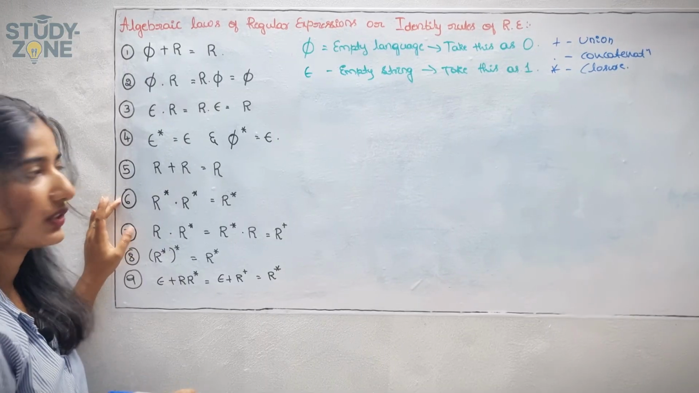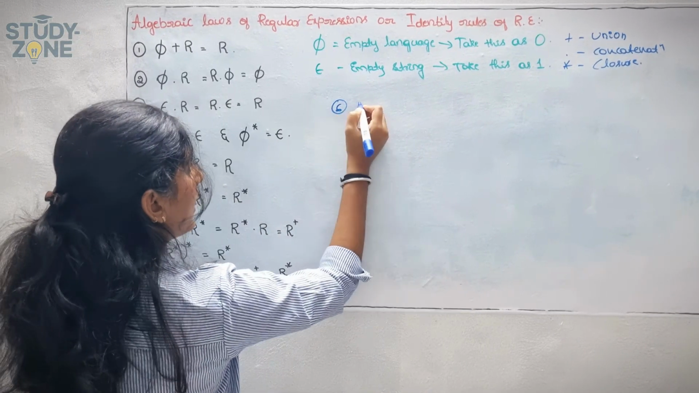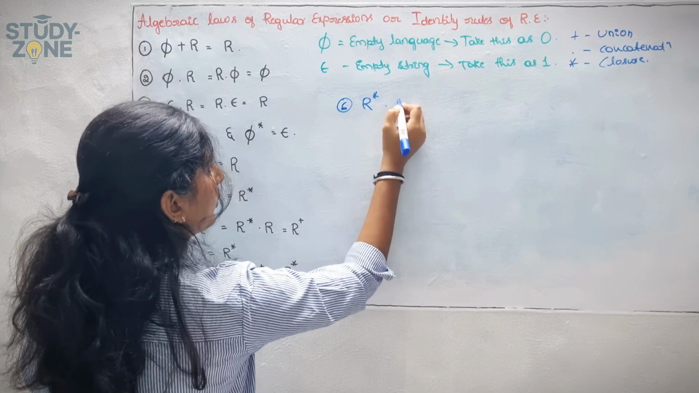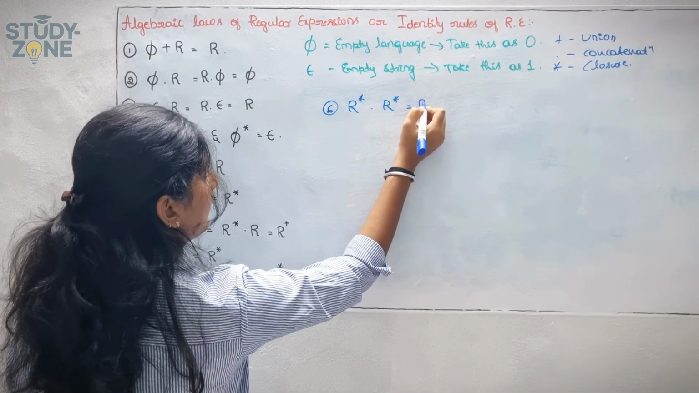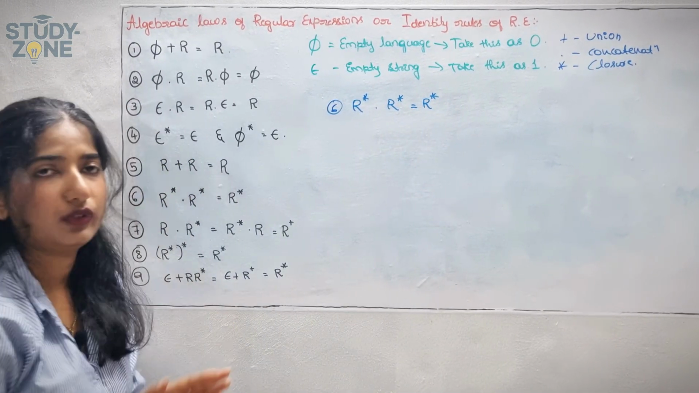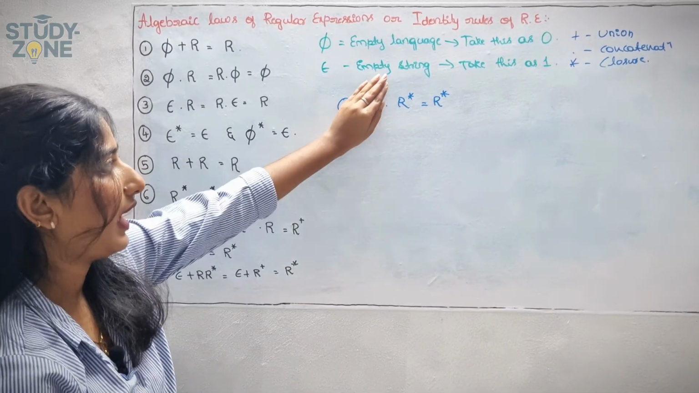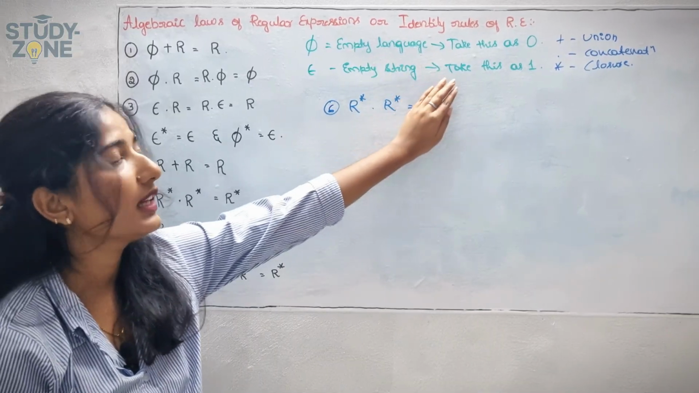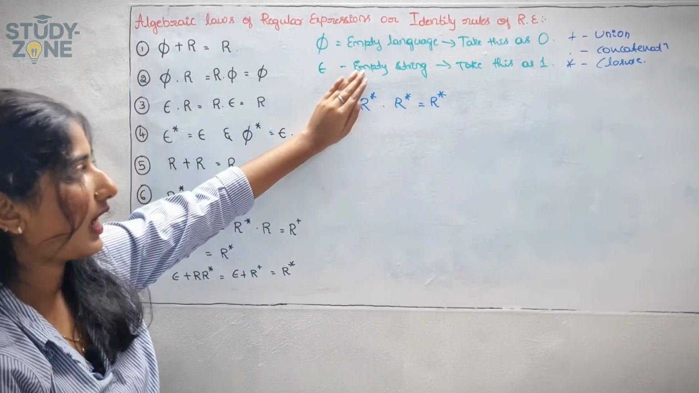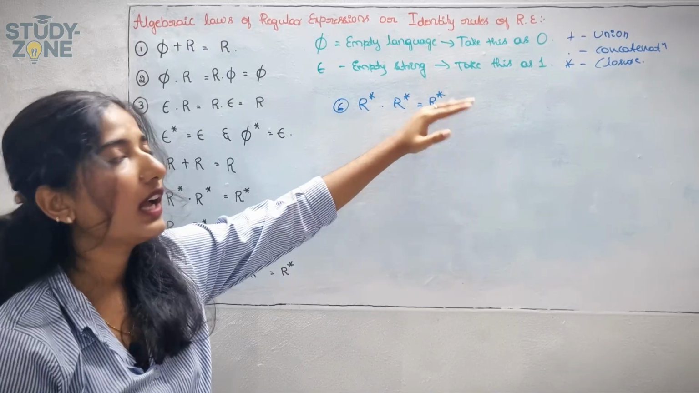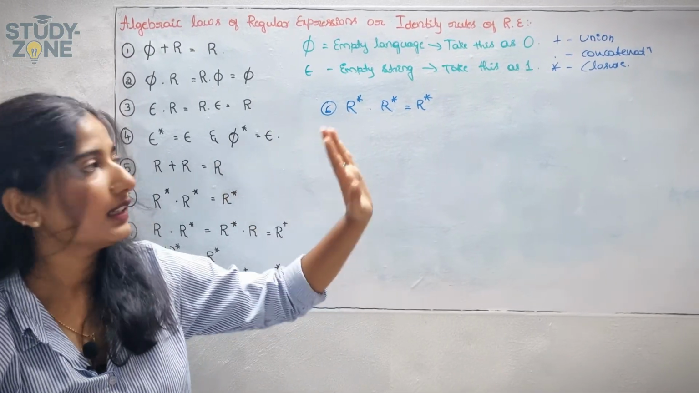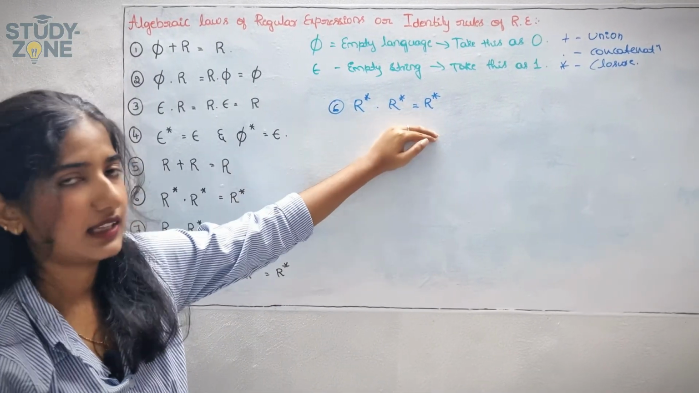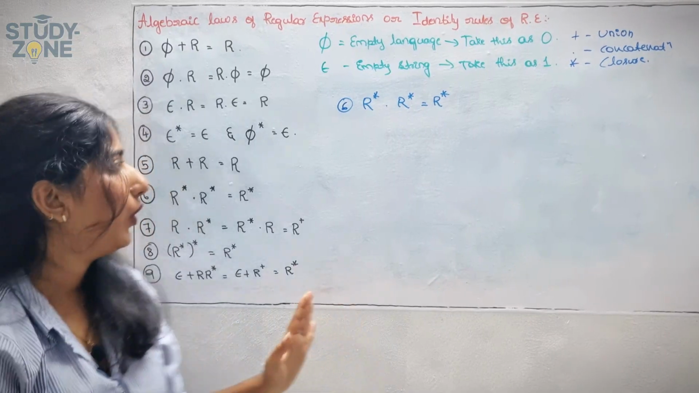Okay, now sixth one is R star. Concatenation with R star will be R star only. Remember this one. If we have star over anything, the answer will be R star only. Star over anything, we will have the R star only. Clear? R star dot R star will give you R star only.